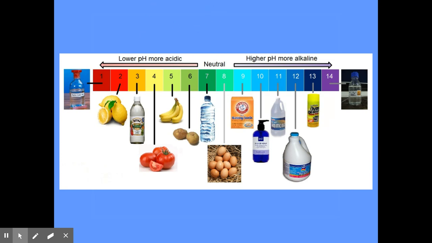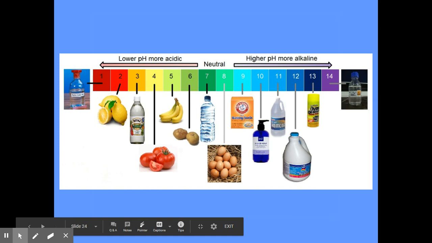Okay, now basic or alkaline, we've got eggs, baking soda, soap is a little more alkaline, ammonia. Ooh, bleach. You can smell bleach a mile away, right? Oven cleaner. And then I think that's battery acid. Not battery acid. I can't think of what that is right now. I'll come back to it. So everything revolves around this neutral. If it's less than 7, it's acidic. If it's more than 7, it is alkaline.